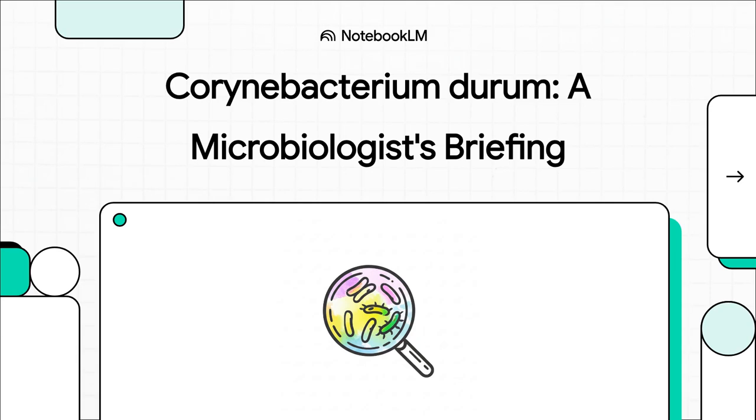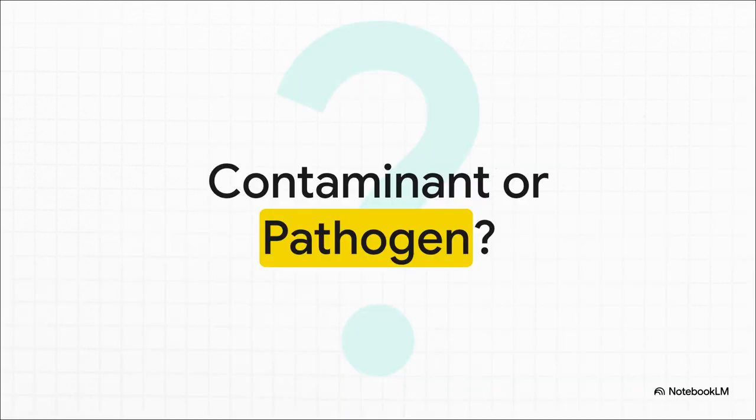Welcome to The Explainer. Today, we're diving into an organism that's really making microbiologists stop and think. It forces us to ask a really critical question: is this just a simple contaminant, or are we looking at a serious pathogen? Yep, we're talking about Corynebacterium durum.